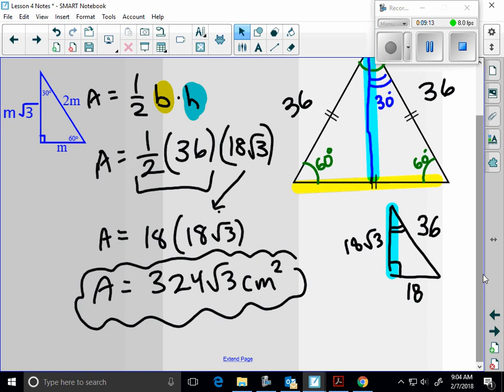Okay. So you take an equilateral triangle, you split that in half, you've got two 30, 60, 90s. That only works for the equilateral, though.